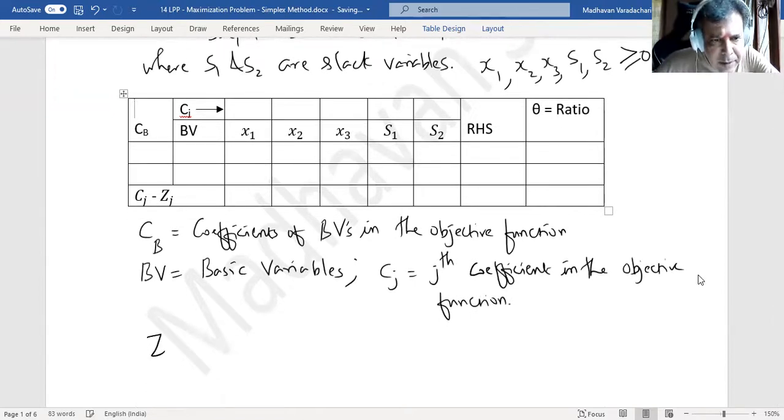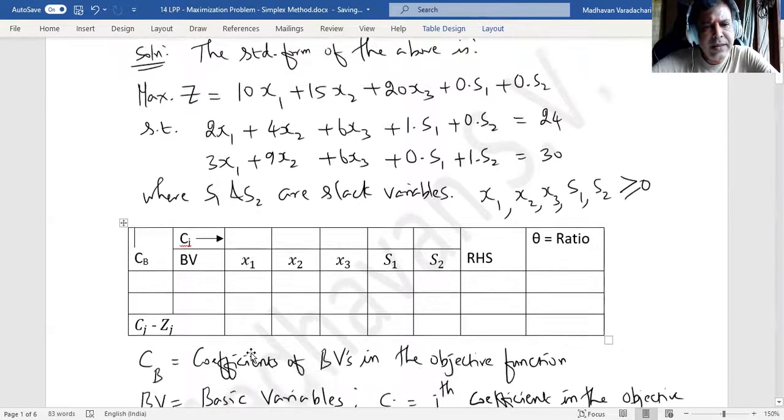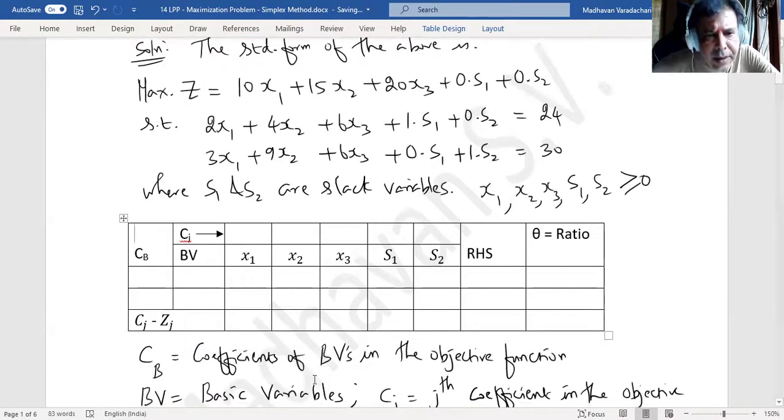What is Zj? Here we wrote CB, BV and Cj. What is this Zj? Zj we call the jth dot product. How do we calculate that Zj? We will subsequently see how we do it. Now, let me first write this data in the table.